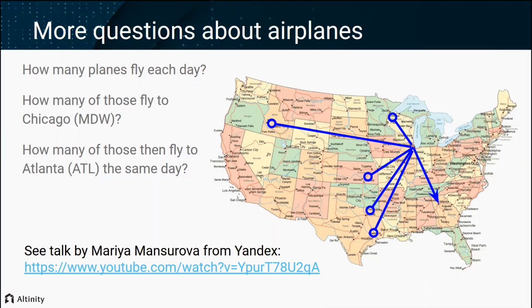I'm going to ask 3 questions. How many planes are flying each day, say, in a given month? On each day, how many of those fly to Chicago Midway? And then how many of those that went to Midway went to Atlanta in the same day? So you're getting all the flights, then a subset of them, and then a subset of the subset. This technique was described in a wonderful talk by Maria Mansurova. It's also given down in the references. She explains how to do this for a different type of funnel problem that we'll look at the end. But let's just dive in to see how this works.